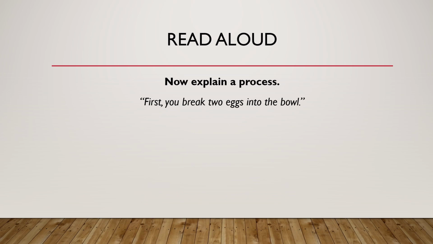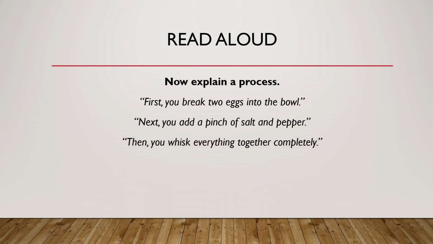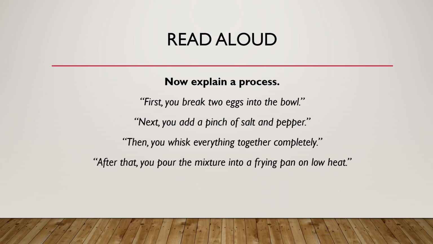First, you break 2 eggs into the bowl. Next, you add a pinch of salt and pepper. Then, you whisk everything together completely. After that, you pour the mixture into a frying pan on low heat. And finally, you put everything onto a plate. Now, if you like, pause the video, read it aloud yourself.